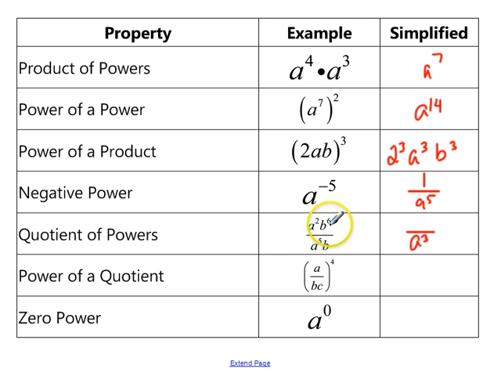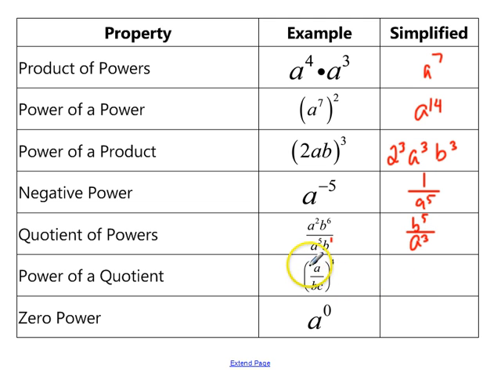Then when you look at b, we have b to the 6th. And remember, this is b to the 1st power. And so we're going to take 6 minus 1, which is 5. And since 6 is the bigger exponent, we're going to put it on the top. So b to the 5th goes on the top of the fraction.